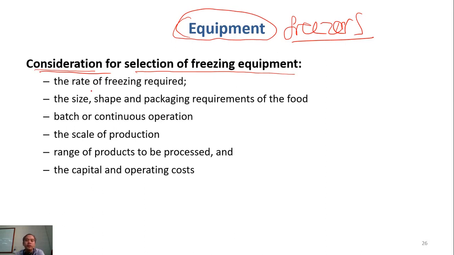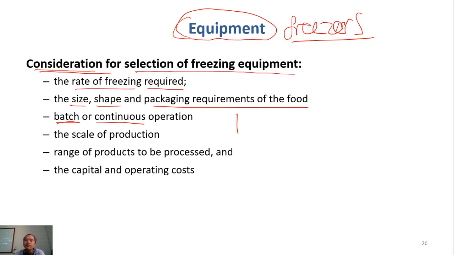So we need to consider the rate of freezing that we need. Okay, do we want fast freezing, slow freezing, or ultra fast freezing? So we need to know. We need to care about the size, the shape, and the packaging requirements of our food. We consider whether we want to operate in batch or in a continuous way.